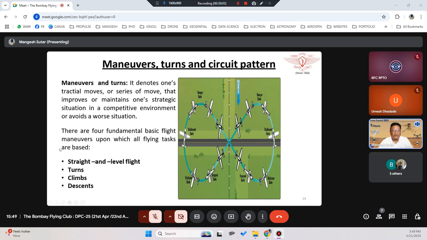Okay, so let's see what the maneuvers, turns and circuit patterns are. Normally you have four flight maneuvers. One is the straight and level flight. That means your aeroplane takes off and goes straight in level flight. Those who have flown in an aeroplane will have seen that it takes off from Mumbai airport, climbs to some 20,000 feet, and then keeps going at that level. There will be no change in the height. That is called level flight. That is the time when the air hostess will be serving you food and water.